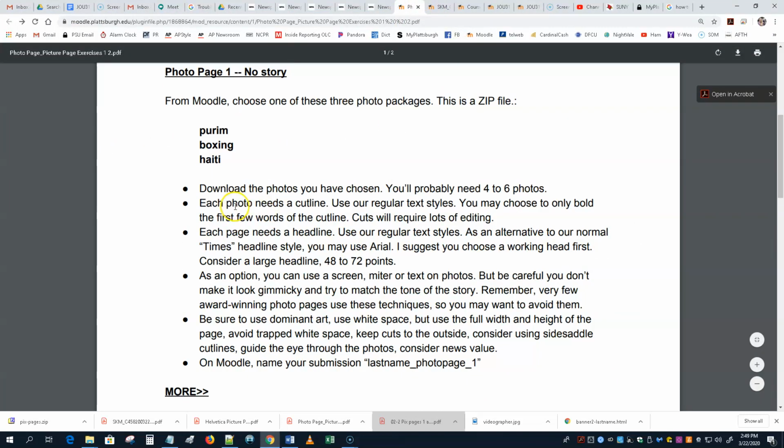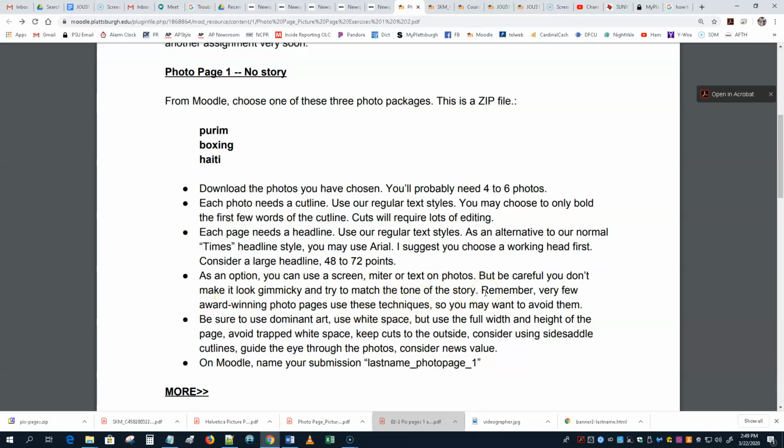You're gonna download the photos. Each photo needs a cut line. Each page needs a headline. Use a regular template as an option. You could use a screen or a miter or text on photos, but remember, don't make it look gimmicky. Try to match the tone of the story and look through the samples, and you'll see, did you see in any of those award-winning pages from the New York Times, the Washington Post, did you see text on the images? Did you see a background screen?